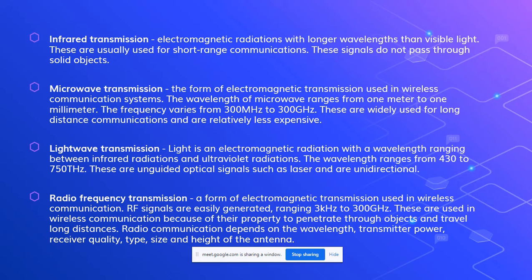So next we have radio frequency. It is a form of electromagnetic transmission used in wireless communications. Radio frequency signals are easily generated ranging from 300 kHz to 300 GHz. These are used in wireless communication because of their property to penetrate through objects and travel through long distances. Radio communication depends on transmitter power, receiver quality, type, size, and height of antenna. Saan to observe sa mga radyo natin. So, kaya nga radio frequency kasi yun.